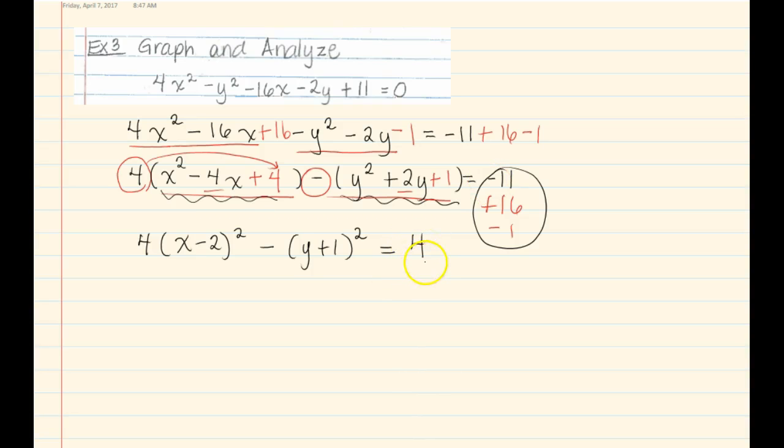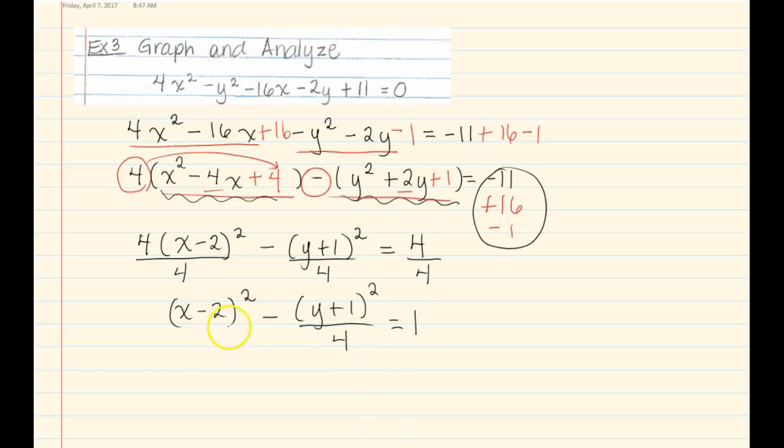From here, we need to have our equation equal to 1, so we're going to divide by 4 to both sides. We're going to have x minus 2 squared minus y plus 1 squared over 4 is equal to 1. So that it looks more like what we're familiar with as a standard form of a hyperbola, I went on ahead and put that over 1 so we can have our a squared here. Now we're ready to start graphing.